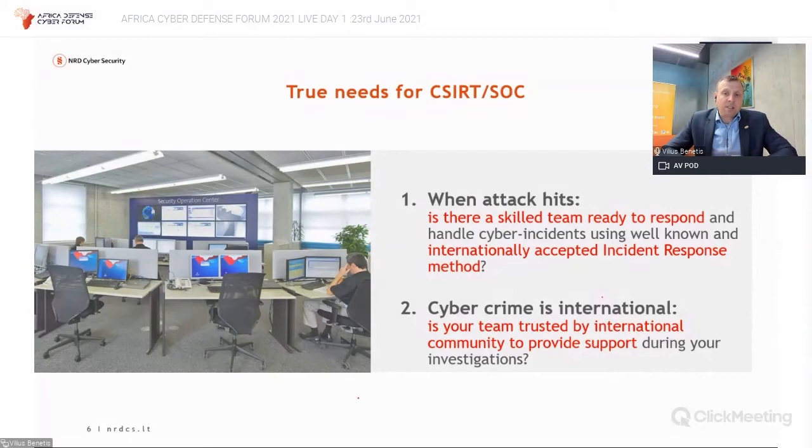As well, another reason is that cybercrime is international, and when you are hit with some badness, you need to cooperate in order to resolve it and get out of it with the least impact, and that's where you need to be trusted by others. That means you need to be known. It doesn't matter from which organization you're joining here to listen.